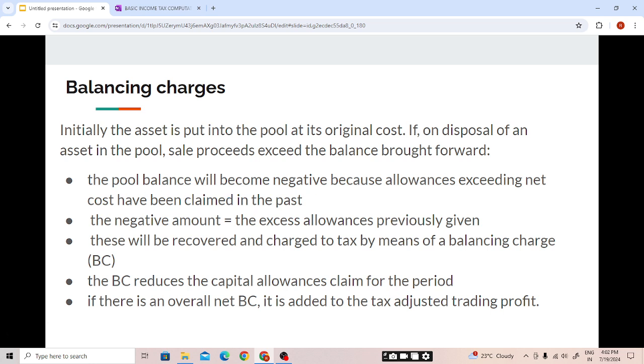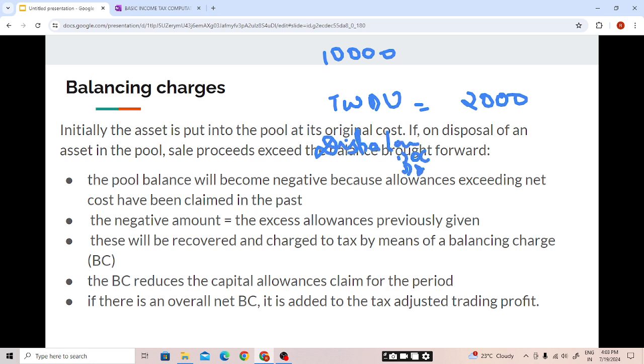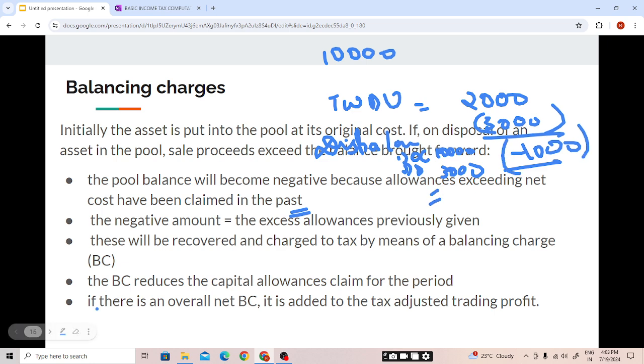Now we will see how we deal with the balancing charge. The pool balance will become negative, as we have seen in our case. Disposal is the lower of original cost or DP. The original cost is 10,000, the lower is 3,000, so disposal will be that. So negative 1,000. The pool balance becomes negative because allowances exceeding the net cost have been claimed in the past. What does this mean, students? The allowance has been claimed in excess in respect of the original cost. So this 1,000 will be an income, students.